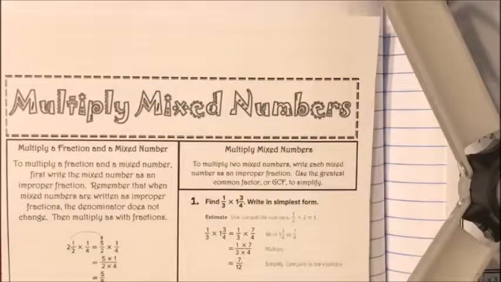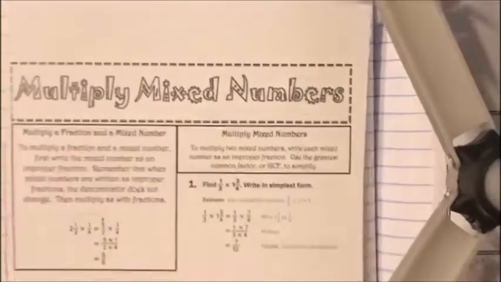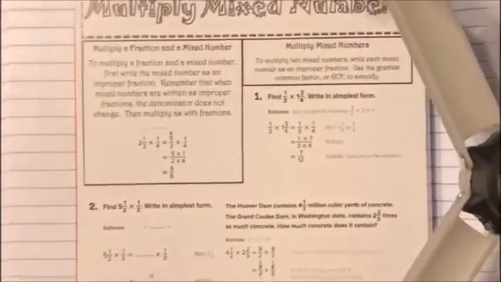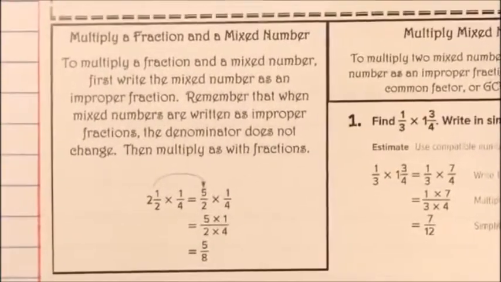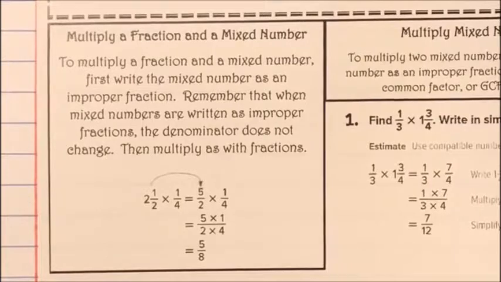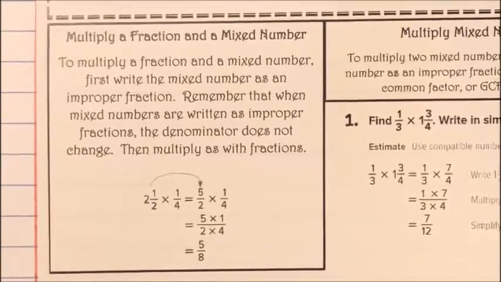This is Chapter 4, Lesson 4, Multiply Mixed Numbers. So, when we're multiplying a fraction and a mixed number, first write the mixed number as an improper fraction. Remember that when mixed numbers are written as improper fractions, the denominator does not change. Then multiply as with fractions.